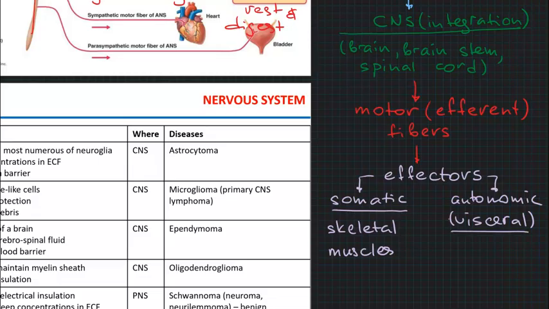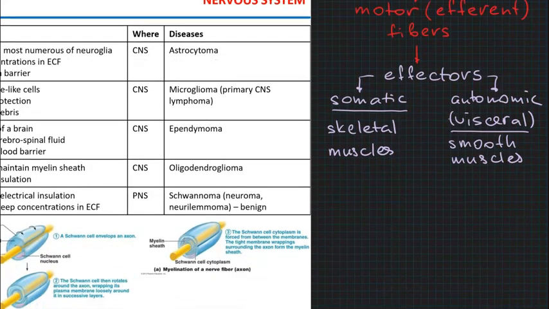Your autonomic effectors can be smooth muscles, cardiac muscles, or glands. Does that make sense?